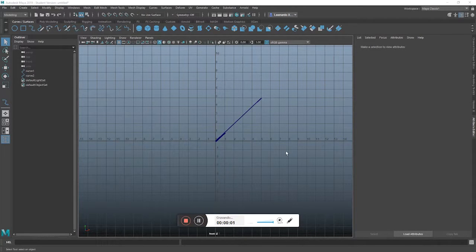So now I'm going to talk about how to find the length of a vector, the magnitude of a vector. So here we have the vector A.